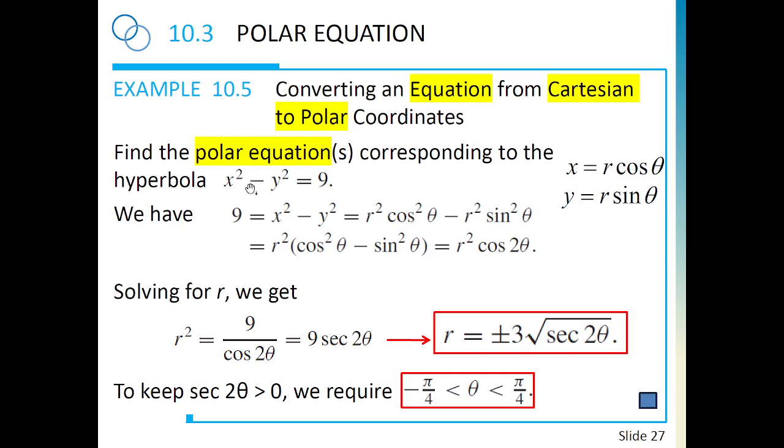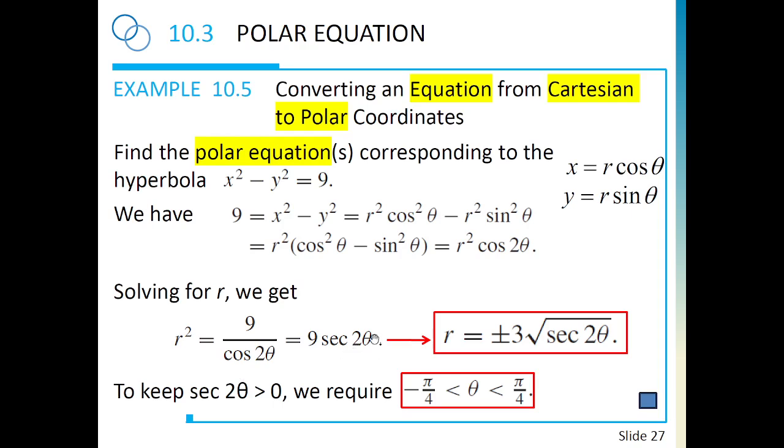So here I need x squared minus y squared. X is this, so I square it. Y is this, so I square it, I subtract them, and it's equal to 9. So 9 is equal to r squared cos squared theta minus r squared sine squared theta, factor r squared. What do we do with this? Well, we recognize that this is cosine 2 theta. So I have 9 equal r squared cosine 2 theta. I need to find an expression of r equal to something, so I bring cos 2 theta down. One over cosine is secant, right? So that's why we have this.